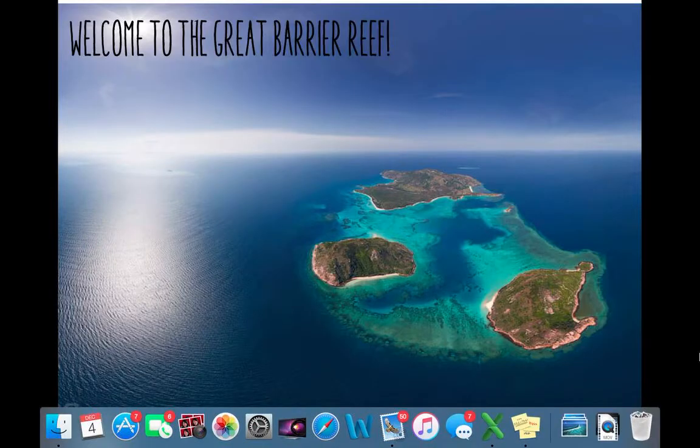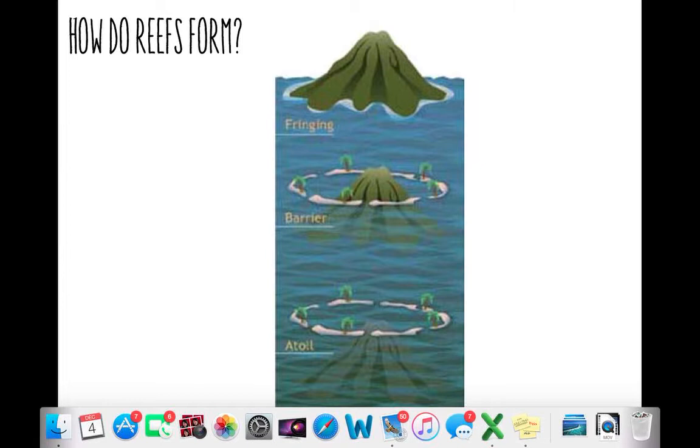Welcome to the Great Barrier Reef. Before we get into too much detail about the reef, we are going to do a quick reminder about how coral reefs form. Coral reefs begin to form when free-swimming coral larvae attach to submerged rocks or other hard surfaces along the edges of islands and continents.